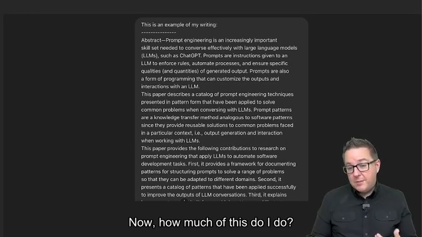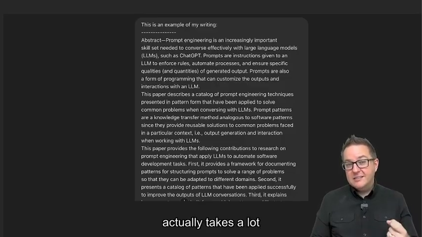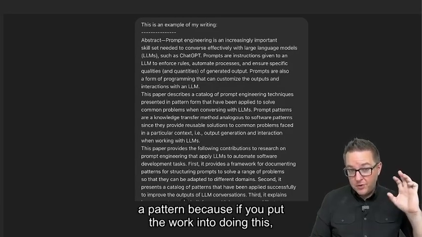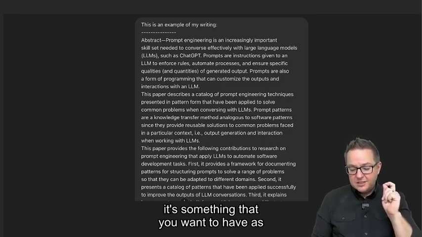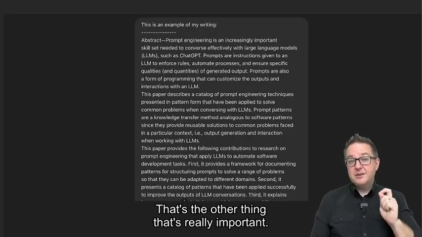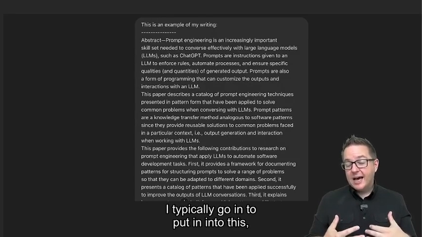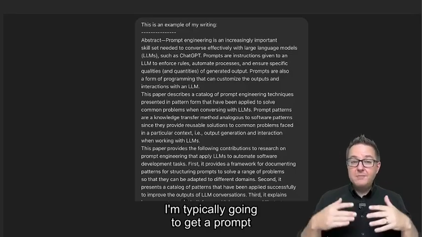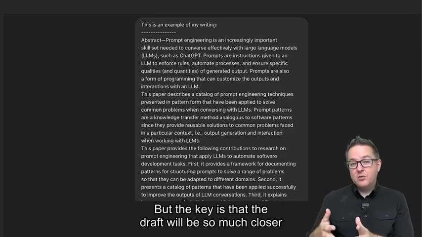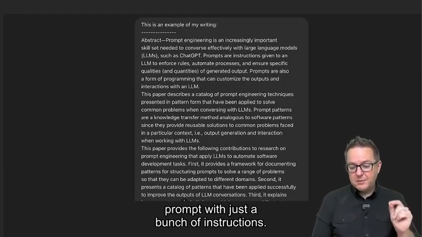Now, how much of this do I do? I do some of it, but it actually takes a lot of work to build one of these prompts. And that's why I say you use it as a pattern. Because if you put the work into doing this, it's something that you want to have as a reusable way to get a starting point of a draft. And no matter how much information I typically put into this, I'm typically going to get a prompt that generates a good draft. But the key is that the draft will be so much closer than if I naively prompt with just a bunch of instructions.